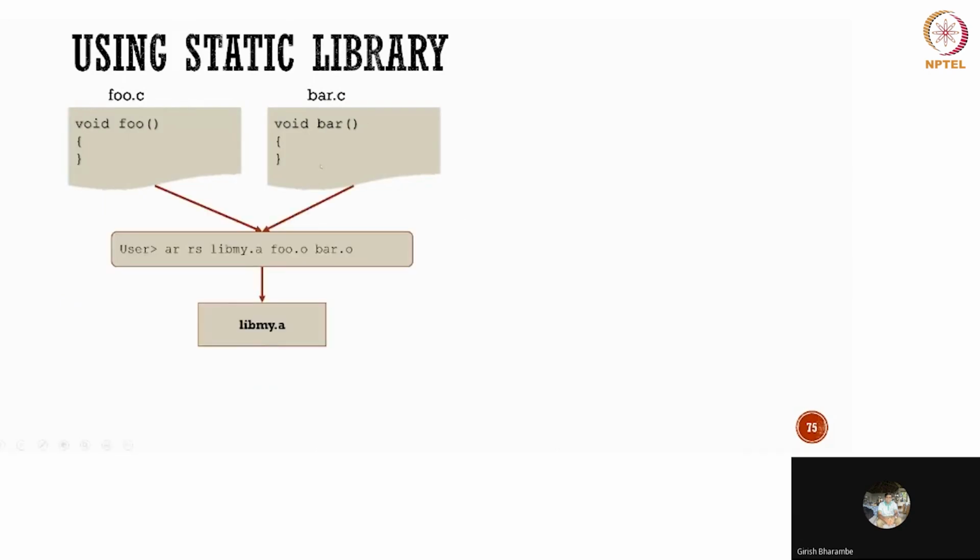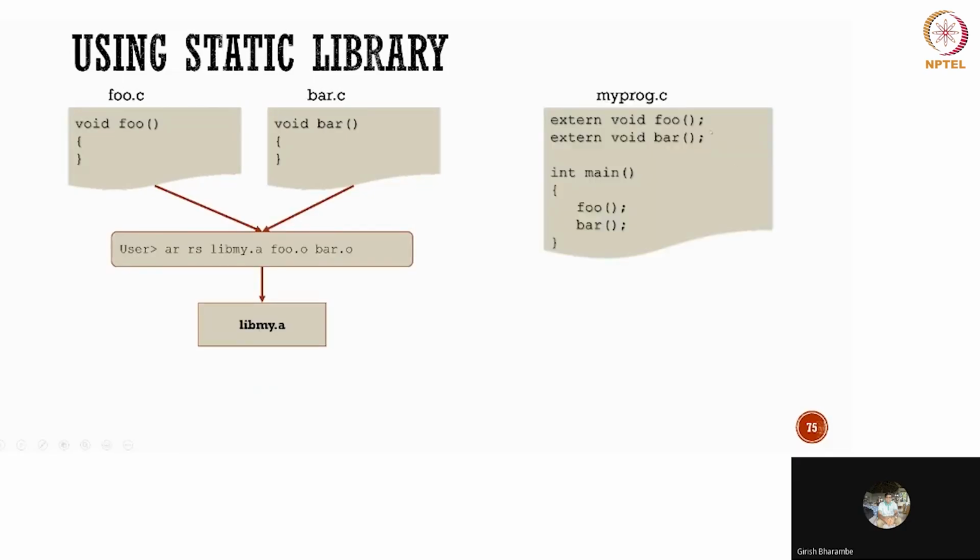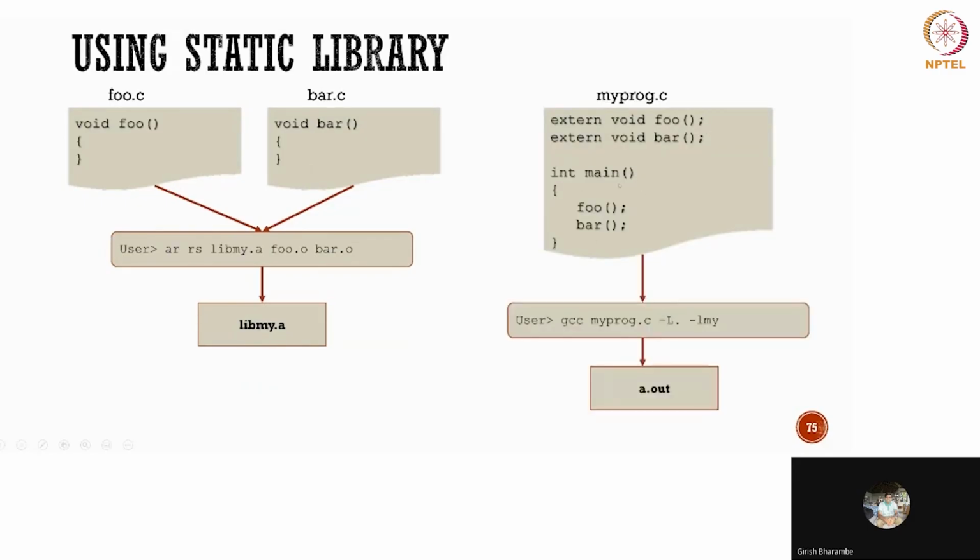Now, how do you actually use it? So let's say you have foo.c and bar.c. I have created a libmy.a, which has these two definitions, and I want to use it in my program, right? So the way I would do that is I will do gcc myprog.c, and I have to tell the linker where the static libraries are present using this -L path, right?